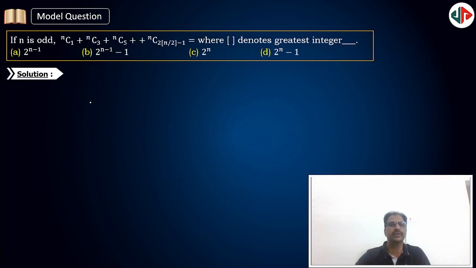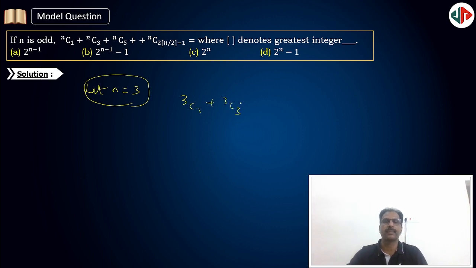Next, given that n is an odd number, then what is nC1 plus nC3 plus nC5 plus so on up to nC(2 into step of n by 2 minus 1)? Given that n is odd, so I am taking n is equal to 3. Then what will be the last term? 3C3 will be the last term. If you put n is equal to 3 in the last term, what do you get? 3C(2 into step of 1.5). Step of 1.5 is 1, minus 1.